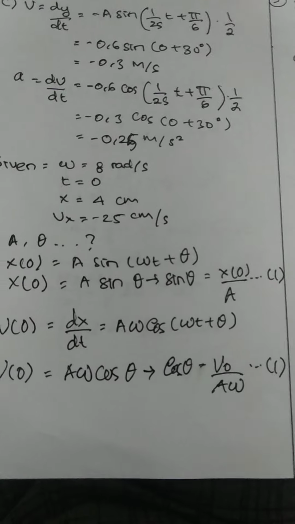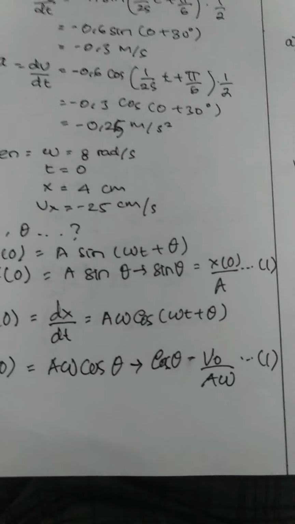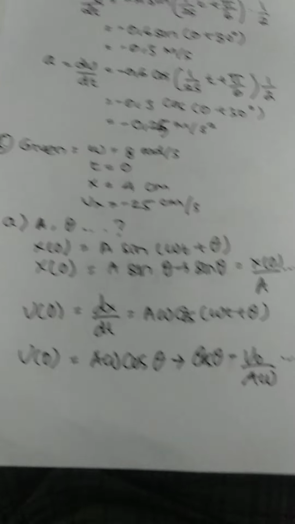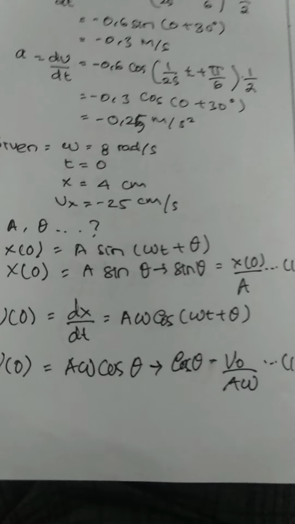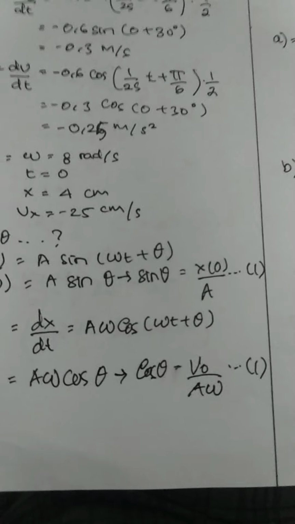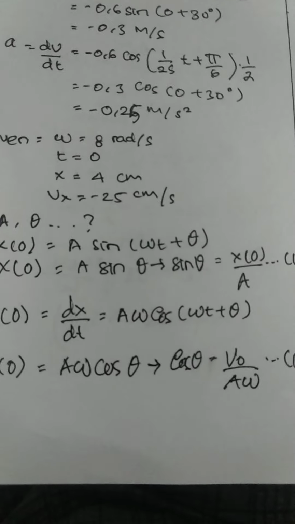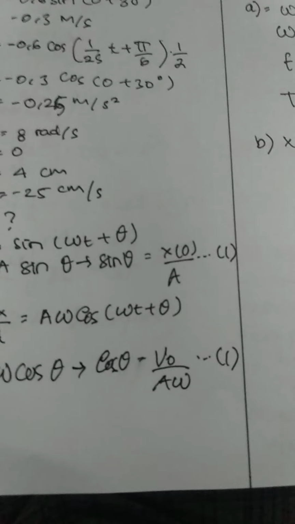x0 equals A sin of omega t plus theta, so x0 equals A sin theta, so sin theta equals x0 per amplitude. So we got the first equation. And then v0 equals dx per dt, the first derivative, equals amplitude times omega cos of omega t plus theta. So v0 equals amplitude times omega times cos theta, so cos theta equals v0 per amplitude times omega.